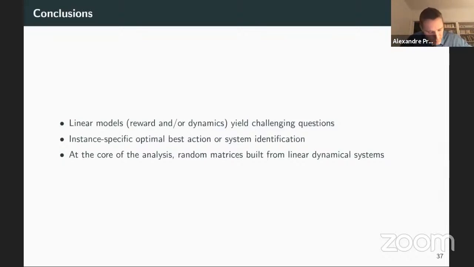There's another question from Shubhada. Is there literature on linear bandits beyond Gaussian noise distributions?